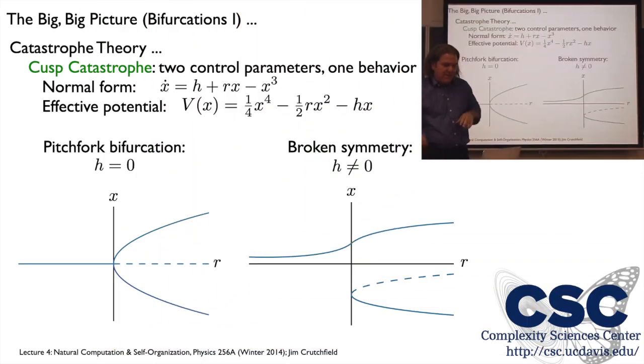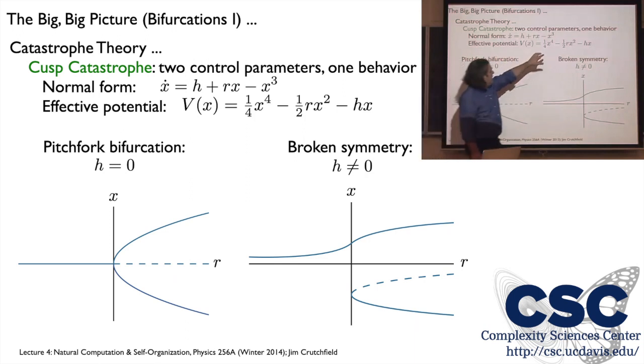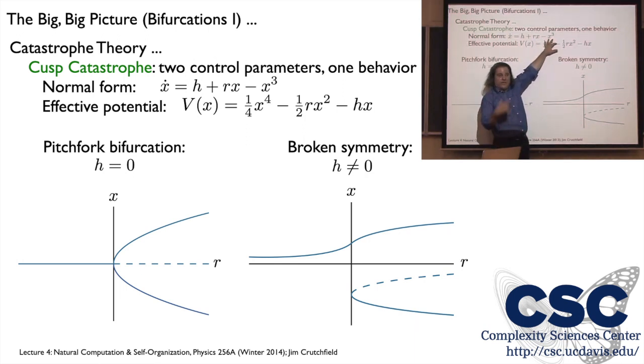Okay, so what I'm going to do here, and this is just one example, it's called the cusp catastrophe. And it starts off with the pitchfork bifurcation normal form, rx minus x cubed, except I'm going to add another control parameter. So this is a catastrophe where I have the r control parameter and then just a constant offset h.